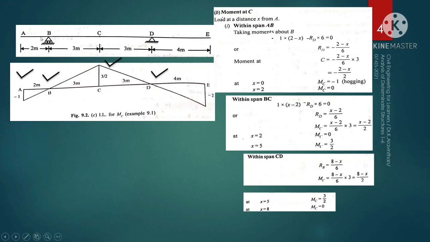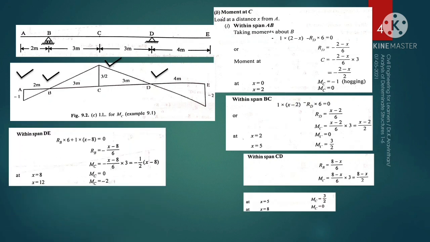You can take the support reaction at B also, it is not an issue. Now within span D and E, you have to place a unit load, and we can take the moment at the support D. RB into distance will be 6, so this will be clockwise, hence it is plus, and 1 into the distance.